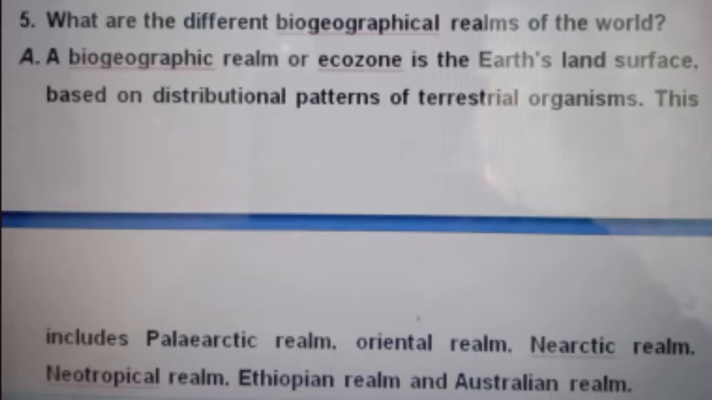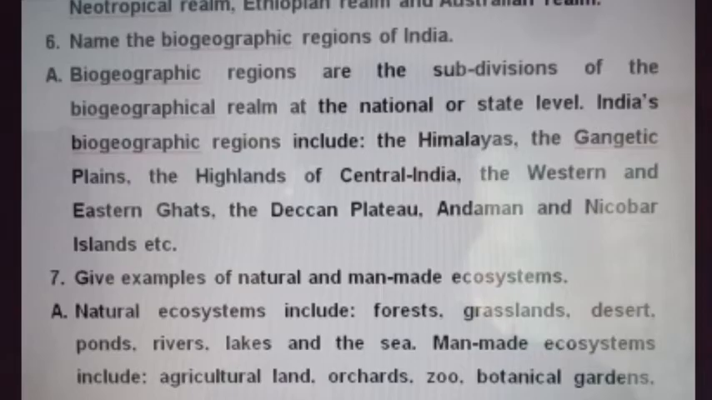Now moving on to the sixth question, that is, name the biogeographic regions of India. Answer. Biogeographic regions are the subdivisions of the biogeographical realm at the national or state level. India's biogeographic regions include the Himalayas, the Gangetic Plains, the highlands of central India, and the western and eastern Ghats, the Deccan Plateau, Andaman and Nicobar Islands, etc.